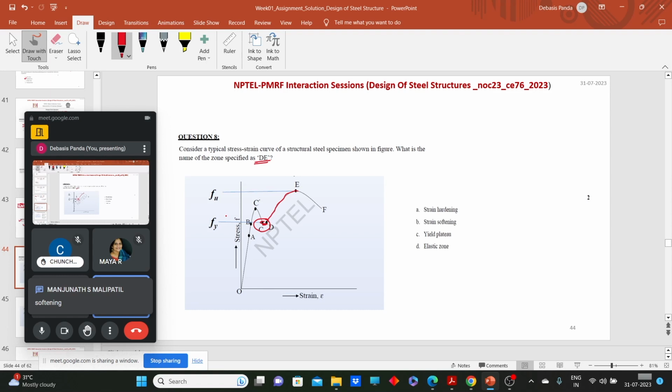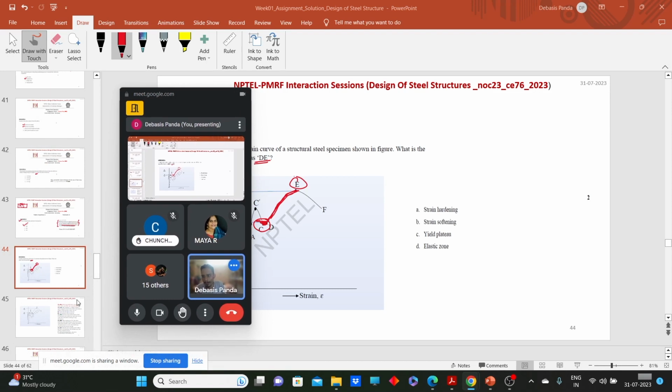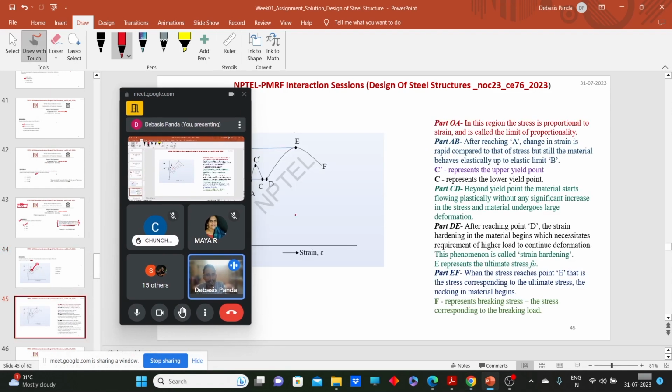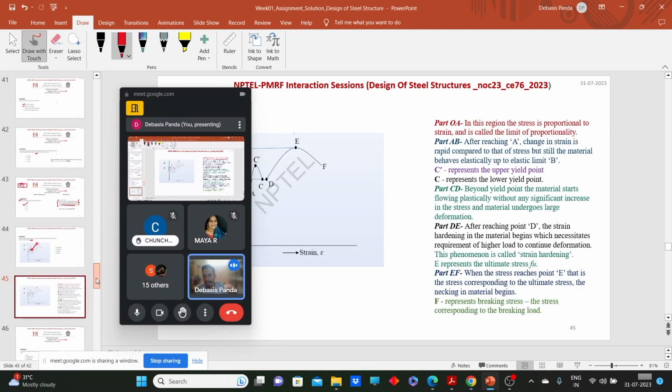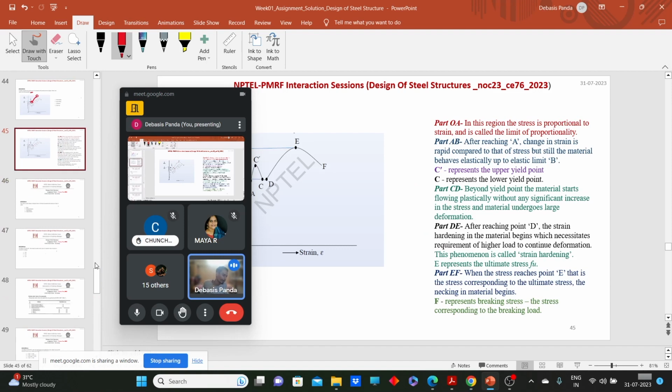Okay, yield plateau. No, not necking actually. We call them yield plateau. Necking will occur after this point. So this point is called yield plateau. And this D and E part, we call it the strain hardening part. Okay, so here in this slide, I have explained these things, and also in the NPTEL material, you will get these things. It's a basic thing.